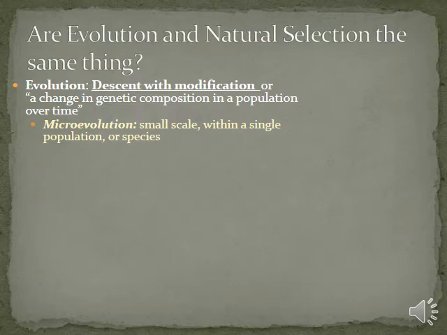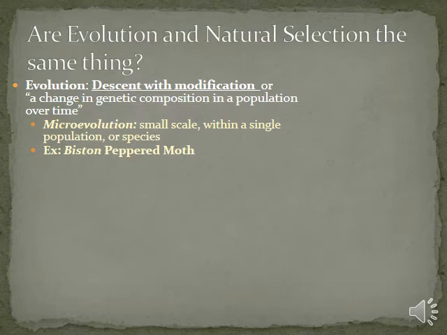Now, when we think about evolution, evolution occurs at 2 scales, one broad, one small. And so the first occurs at the small scale, that's microevolution. That's within a single population or species. And there are examples of that. You may have been exposed to the Biston species of pepper moth.